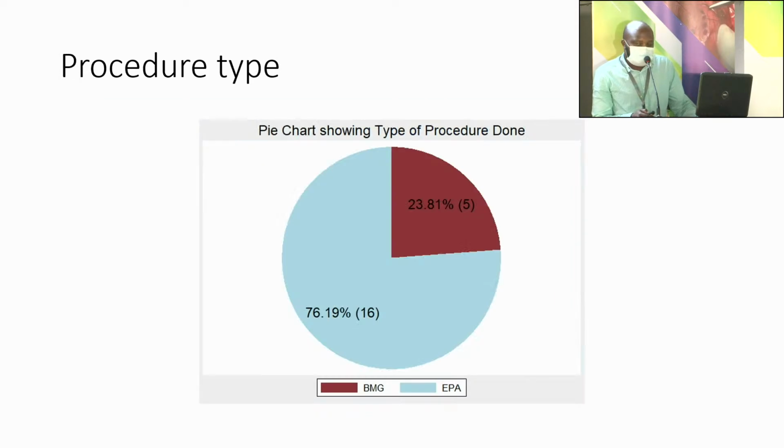So on length of stay, our main objective of this study, we had 2 groups of patients. We had short stay patients who stayed for less than 14 days, and long stay patients who stayed for greater than 14 days. Short stay patients were 3, long stay patients were 18. Mean duration for long stay was 66 days. Mean duration for short stay was 5 days.